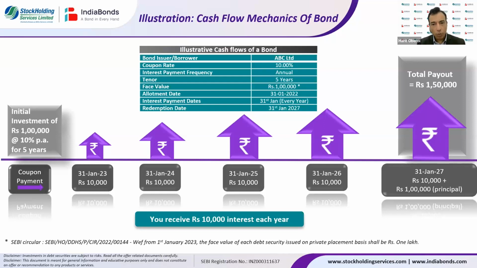Now, as an investor, 1 lakh rupees is for one bond. If I want to invest in two bonds, I can invest in two bonds or two units, and the total principal amount will be 2 lakh rupees. And in multiples, I can add 3 lakh, 4 lakh, 5 lakhs.